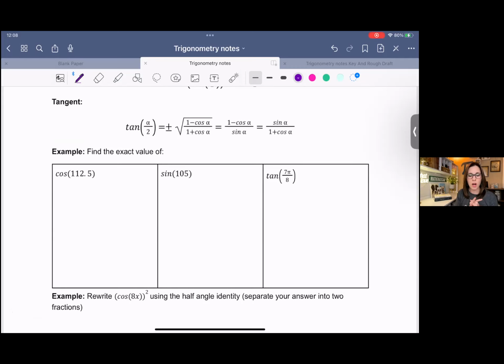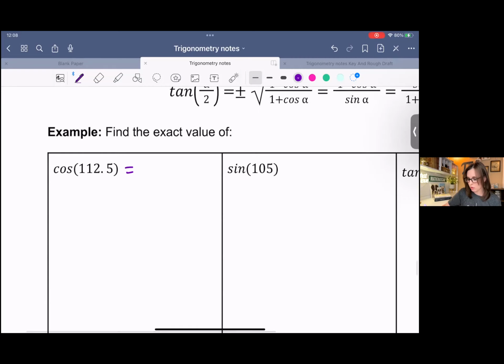We've got cosine of 112.5. That is definitely not something that we know off the top of our head. But if I multiplied it by 2, that would put me at 225. And that one is on the unit circle. So I can rewrite this using our half-angle identity, 225 over 2, because 225 over 2 is 112.5.